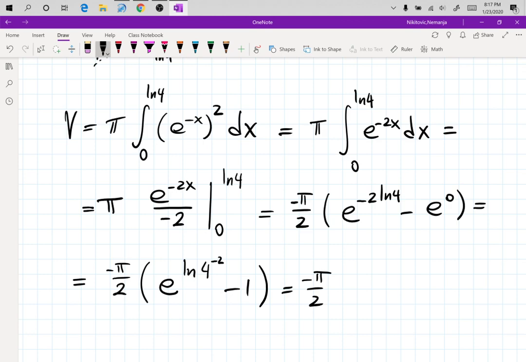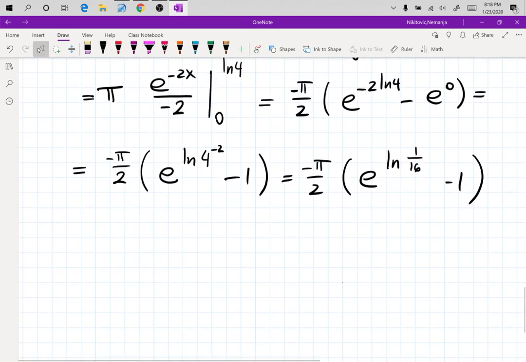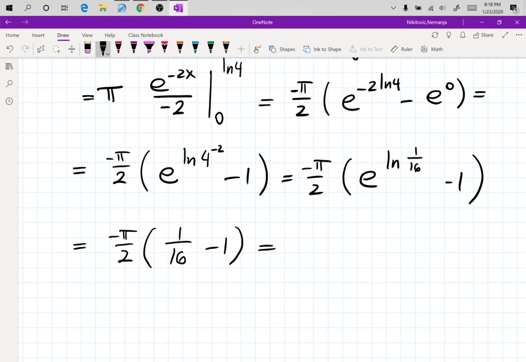Negative pi over 2. e to the ln of 1 over 16, minus 1. We all went on that algebra? Hopefully. e and ln will cancel. I have negative pi over 2 times 1 over 16 minus 1. There's your negative there.